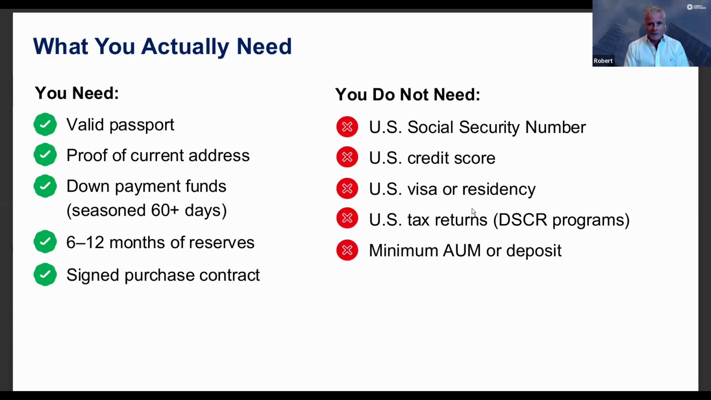What you don't need, and what is very commonly asked: you do not need a U.S. Social Security number. You do not need U.S. credit. You do not need U.S. residency. And if you're from a visa-free country, which is quite a bit, you do not need a visa. You do not need tax returns. And I think one of the beauties of this, especially if anybody is watching from Europe, there is no requirement to open up a bank account and deposit a minimum amount while your mortgage sits there. Everything that we do is dry lending.